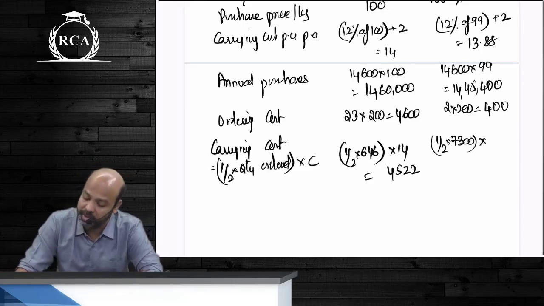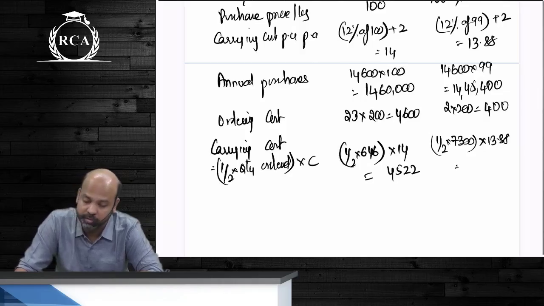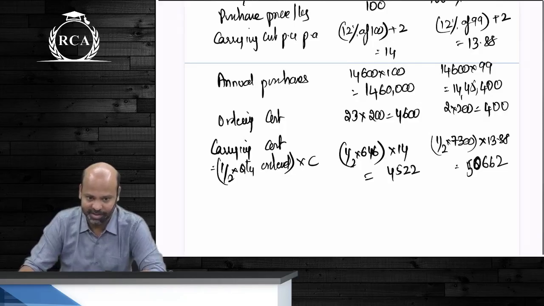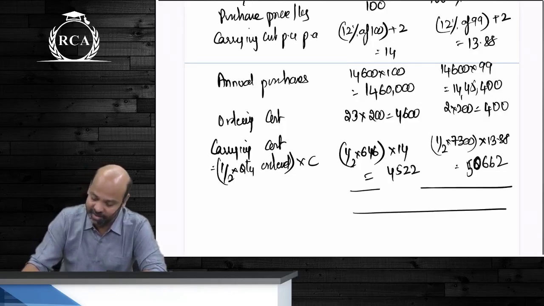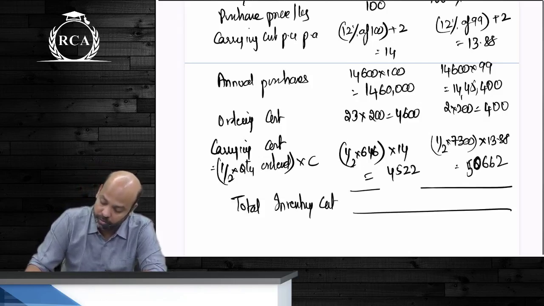How much will this be, guys? Half of 7,300 into 13.88. How much is it? 15,600 and so on. So what will be your total inventory cost, guys? 14 lakhs.